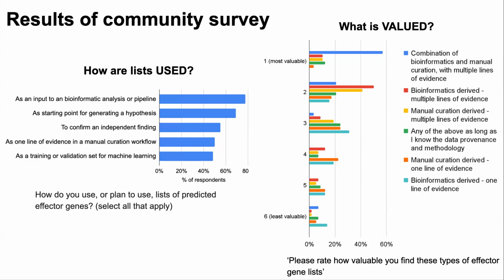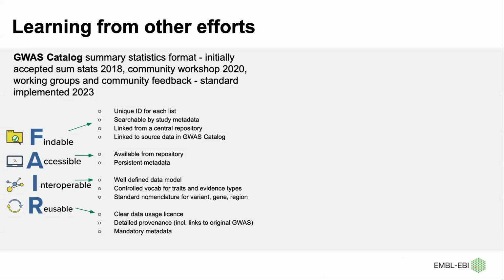We asked people what they valued in different PEG lists. And it's very clear that people value a combination of different things. So a combination of bioinformatics and manual curation and lots of different evidence types. That was the most highly valued type, and above only multiple lines of evidence in either bioinformatics or manual curation. So that's what people value in these lists.